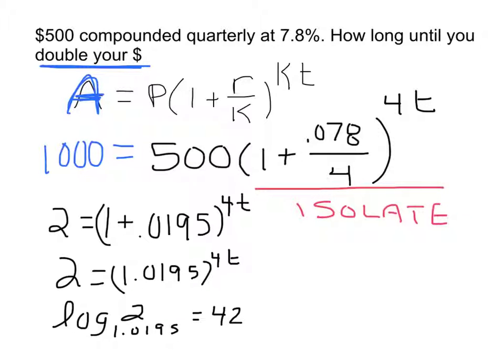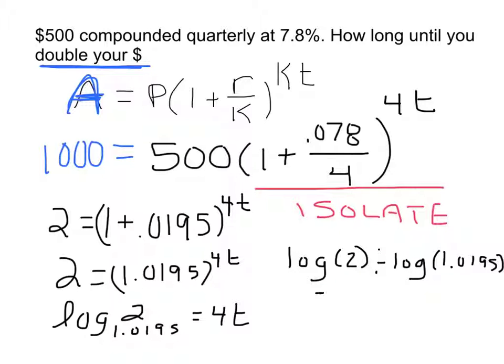Now how I type that into the calculator is with the change of base rule. And so I'm going to type it on the calculator, log of 2 divided by log of 1.0195. I'm going to hit enter, and then I'm going to divide that by 4 because I still have to eliminate the 4 that's right here on the right hand side of the equation.